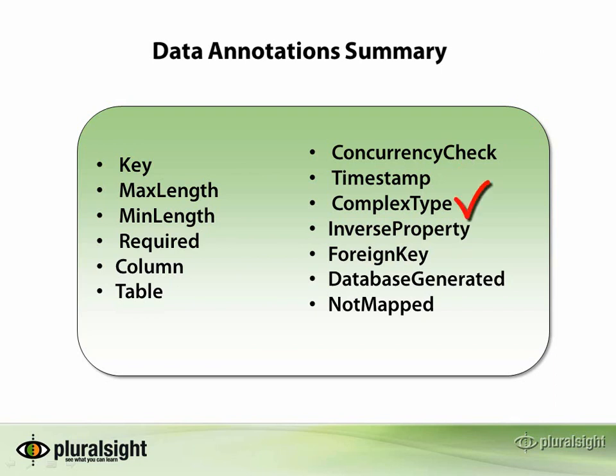ComplexType lets you use value types in your Code First classes. DatabaseGenerated lets you specify identity or computed columns in the database, while NotMapped lets you define a property as having no involvement with the database at all.